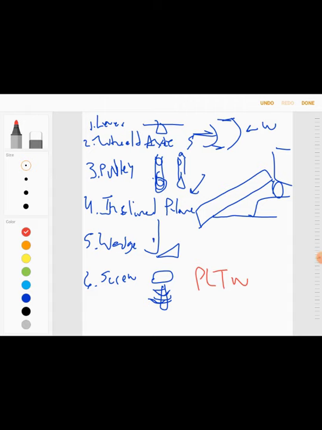So, anyways, that's what I'm basing things off of. PLTW. That is something that is used for a lot of engineering courses, and that's what things are based off of. So, that is the basic simple machines.